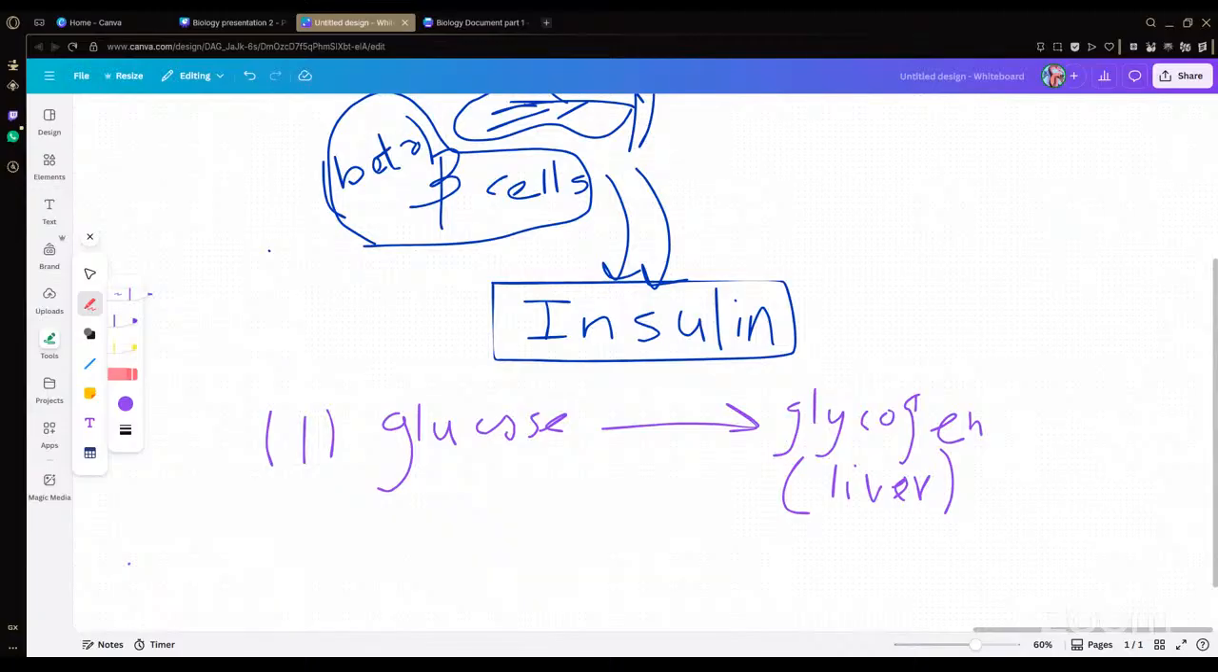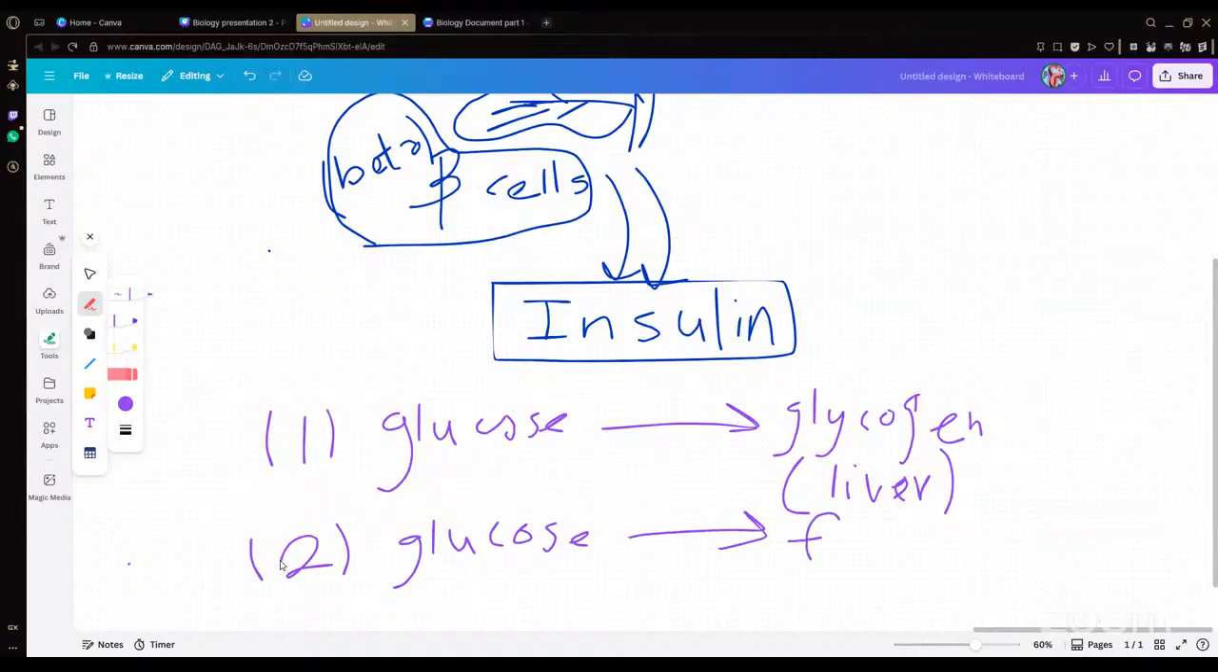All right. Then it's also going to be converting glucose into fat. And where is this stored? Can someone tell me? So insulin is going to be converting glucose into glycogen and storing it in the liver, and it's going to be converting glucose to fat. And where is this fat going to be stored? Can anyone tell me?